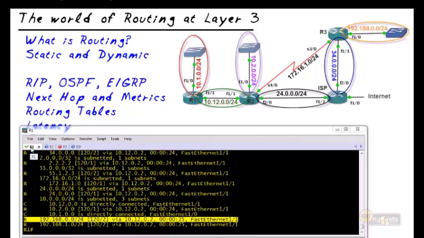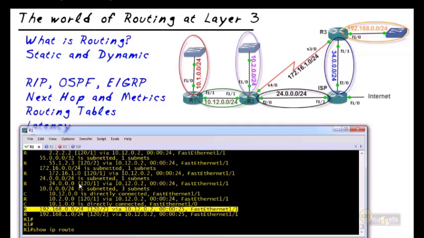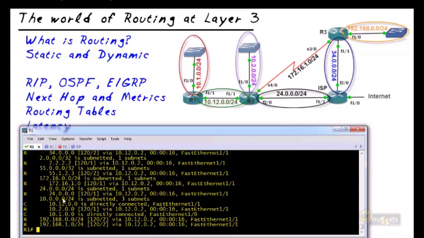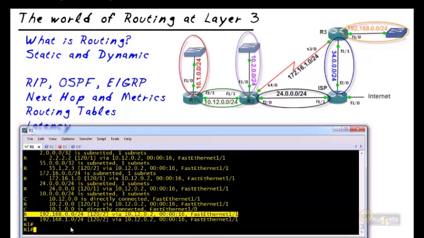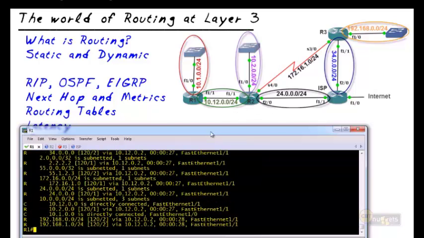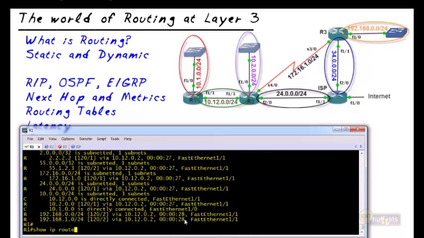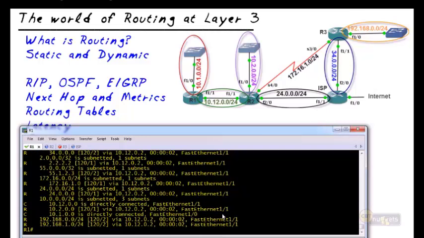And if we go back to R1 and we do a show ip route again, look at that. We still have that network in our routing table. And the updates are coming every 30 seconds from R2. So it might take, and we're getting really close, so if we do it again. Look at that. Bless his heart. R2 is still advertising the 192.168.0 network.